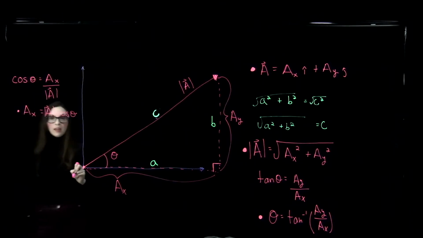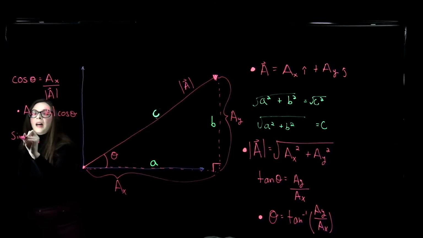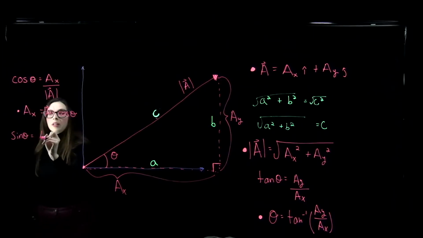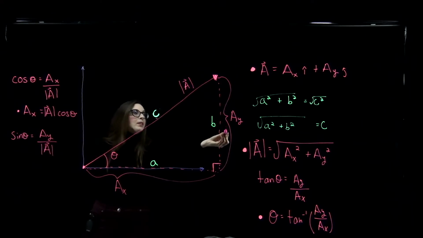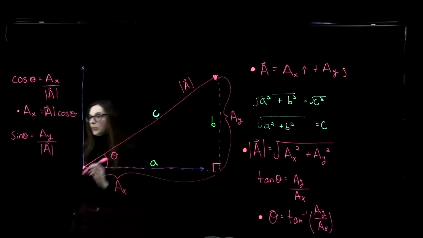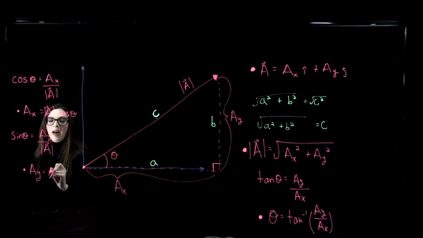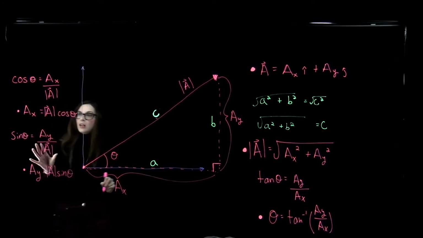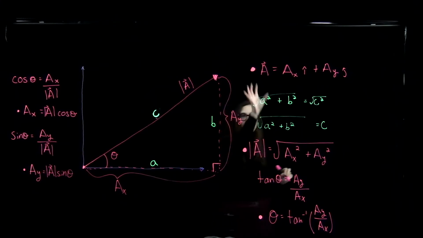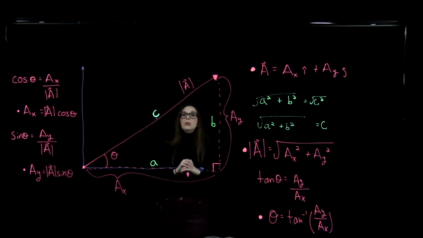And by the same similar argument, if we use sine of theta, sine of my angle theta equals Ay over the magnitude of A. So sine of theta is equal to the opposite side over the hypotenuse. And I can solve this for Ay. So Ay is equal to the magnitude of A sine theta. Okay, so we're going to use these different relationships whenever we work on vectors in 2 dimensions.